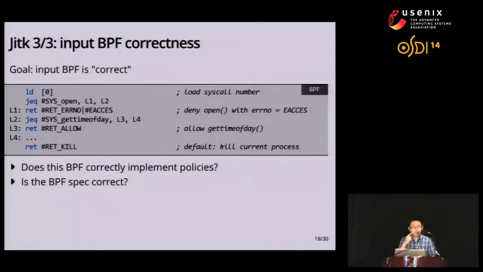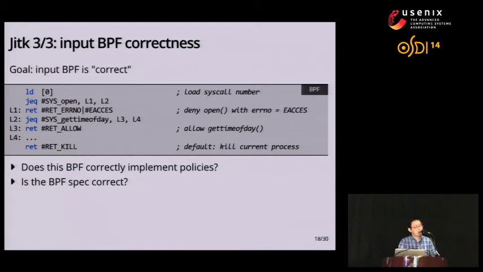The third thing I want to talk about is in user space. Look at this input BPF in OpenSSH. How can you convince yourself that this actually is correct? This is not so trivial. You can see this has a lot of control flow, a lot of jumps, a lot of conditions, and it's hard to convince ourselves this is the correct BPF that captures the right policies. And the second question is the BPF spec: how do we know the spec we wrote down actually is correct?